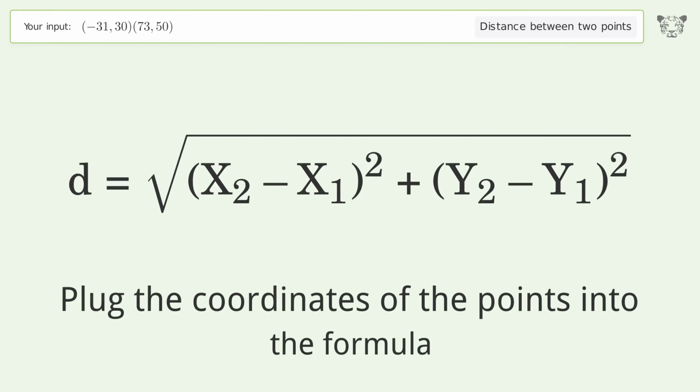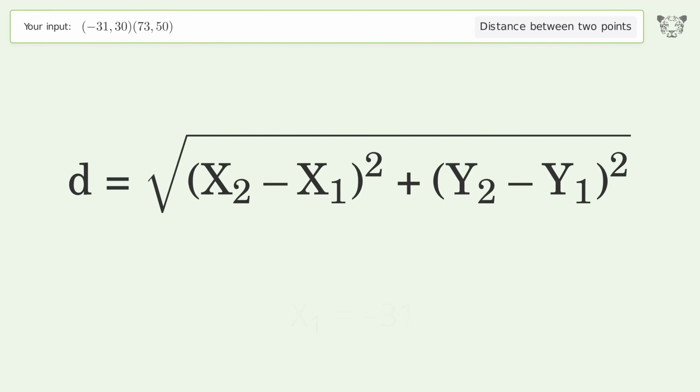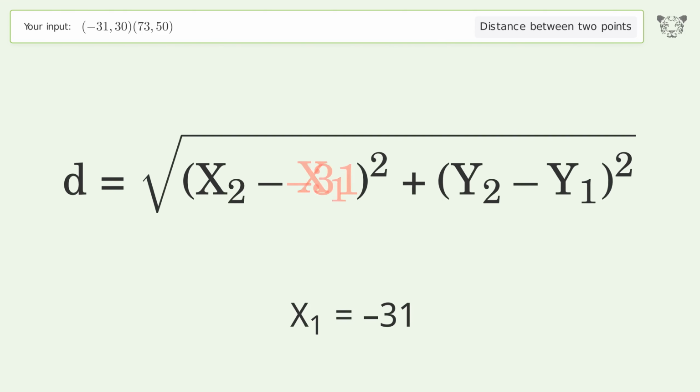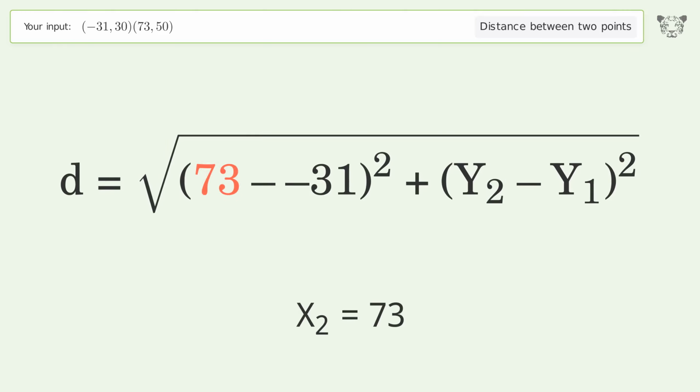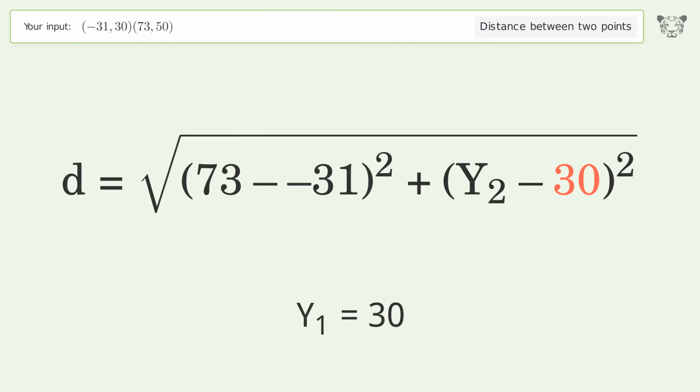Plug the coordinates of the points into the formula. x1 equals -31. x2 equals 73. y1 equals 30. y2 equals 50.